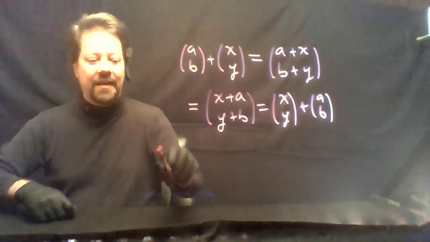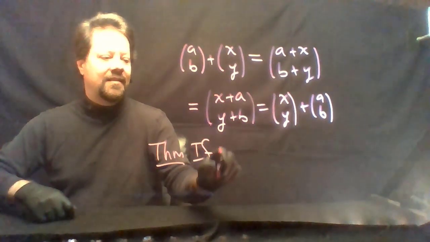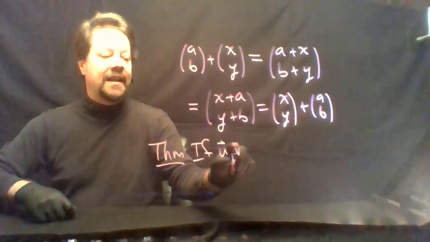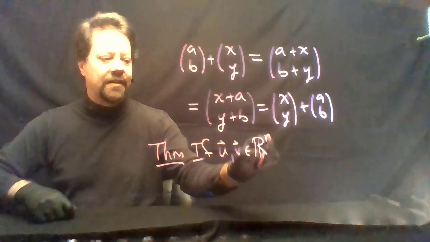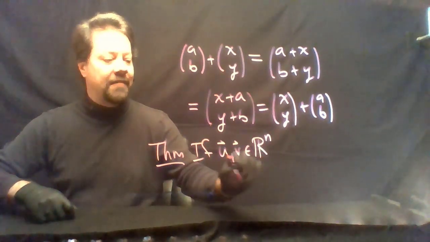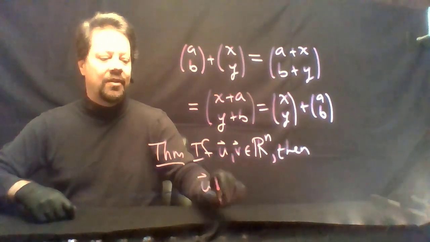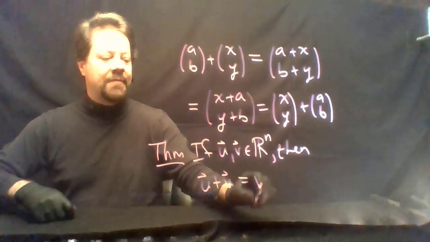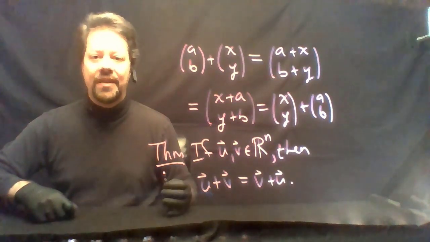We have the following theorem. If U and V are in Rn, then U plus V will give the same result as V plus U. The theorem will go in the same way for each of the Rn's. This is called the commutative law of addition.